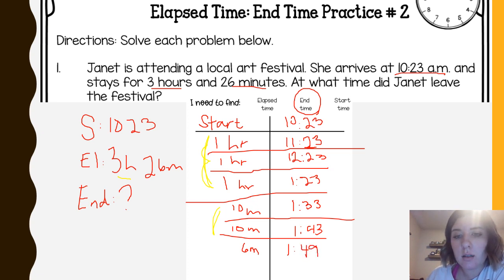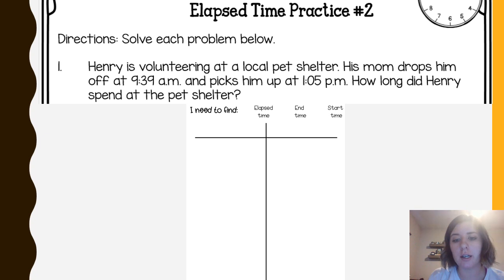Now we passed noon here, so that means we went from AM to PM, that's a P, and our end time is 1:49 p.m.